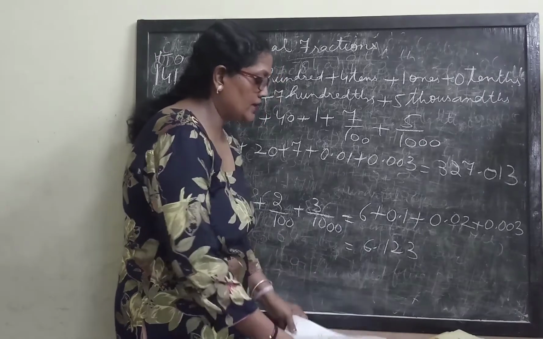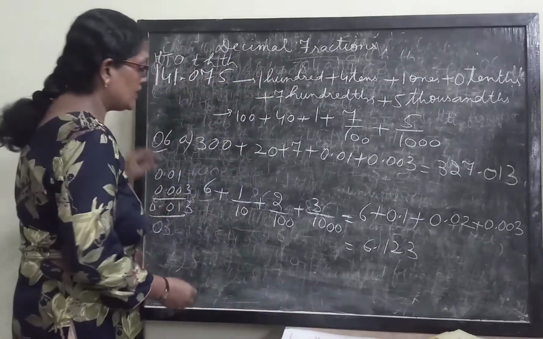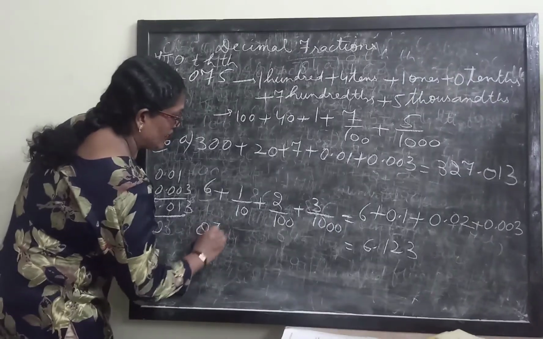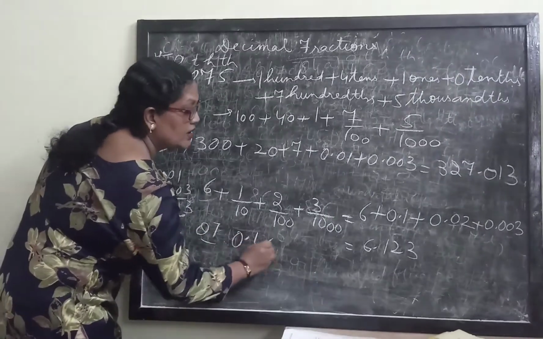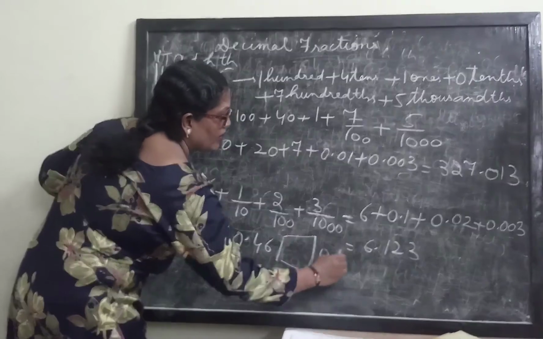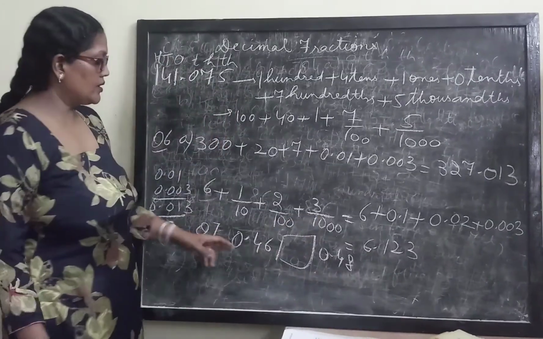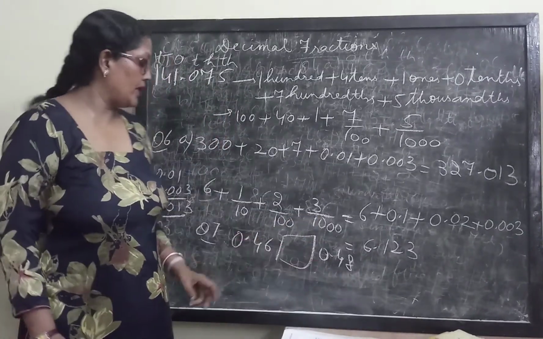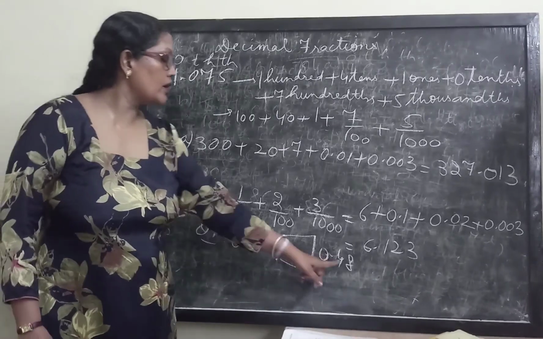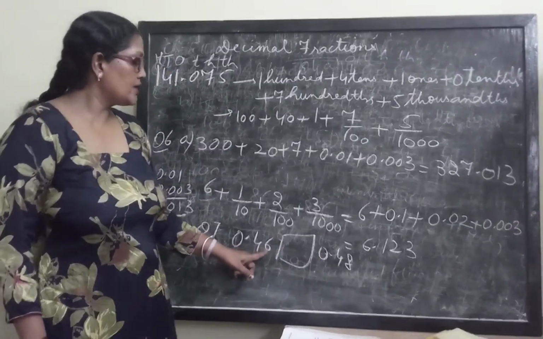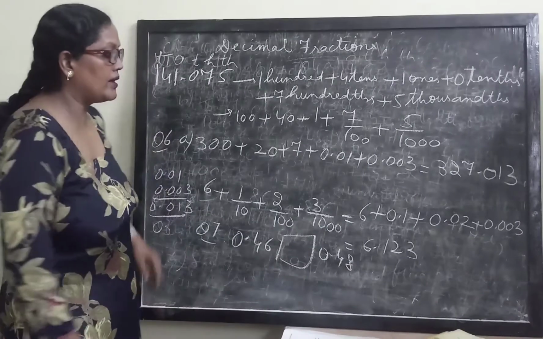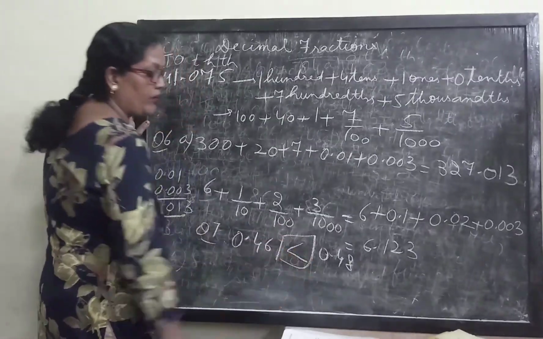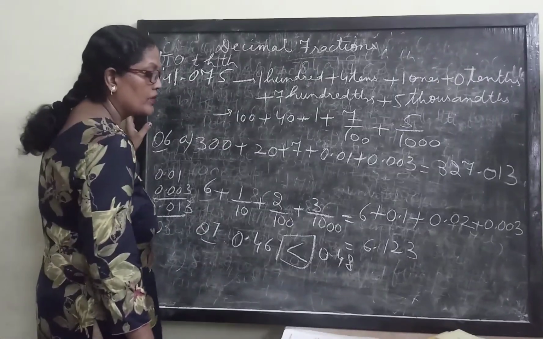Now put the correct sign. You have to see the digits. Question number 7. 0.46, here 0.48. See here students, first is 0. Ones place, both are same. 10th place 4, here also 4. 100th place 6, here is 8. Which is greater? 8 is greater. So 0.48 is greater. Got it?